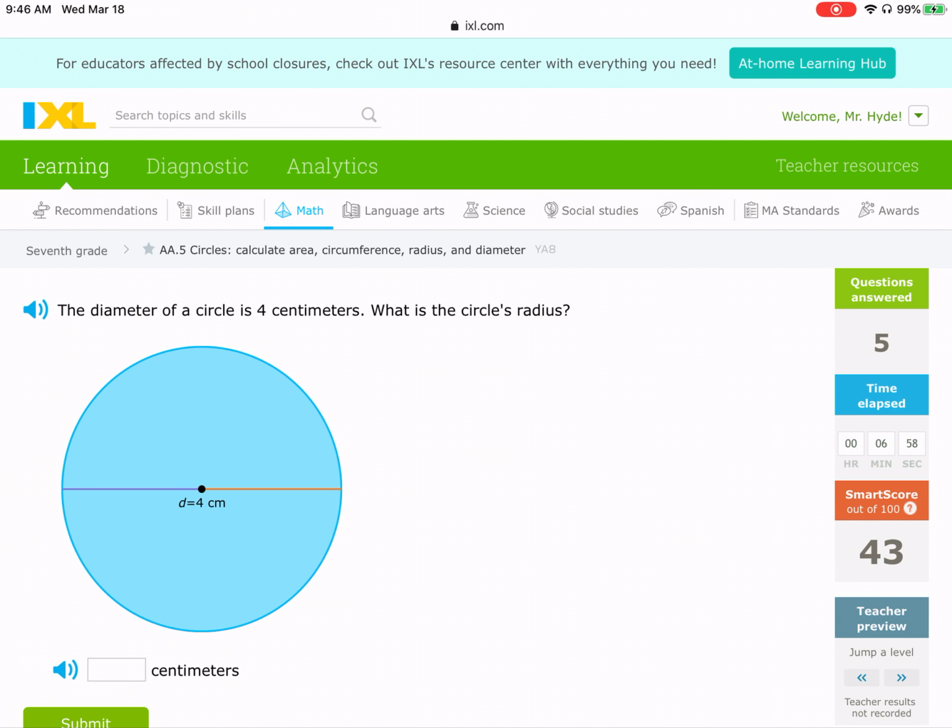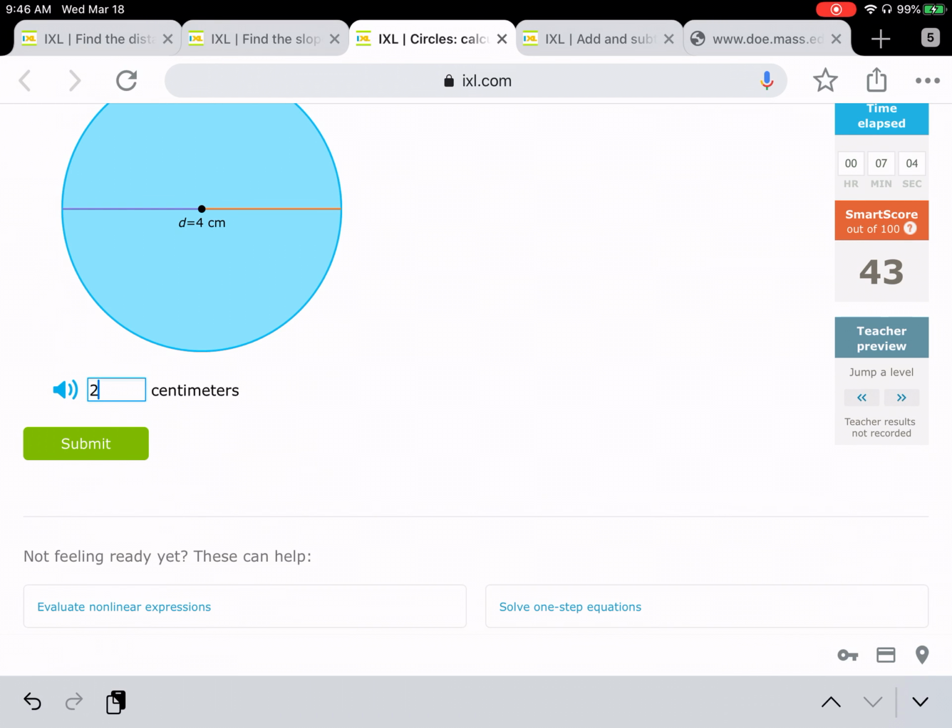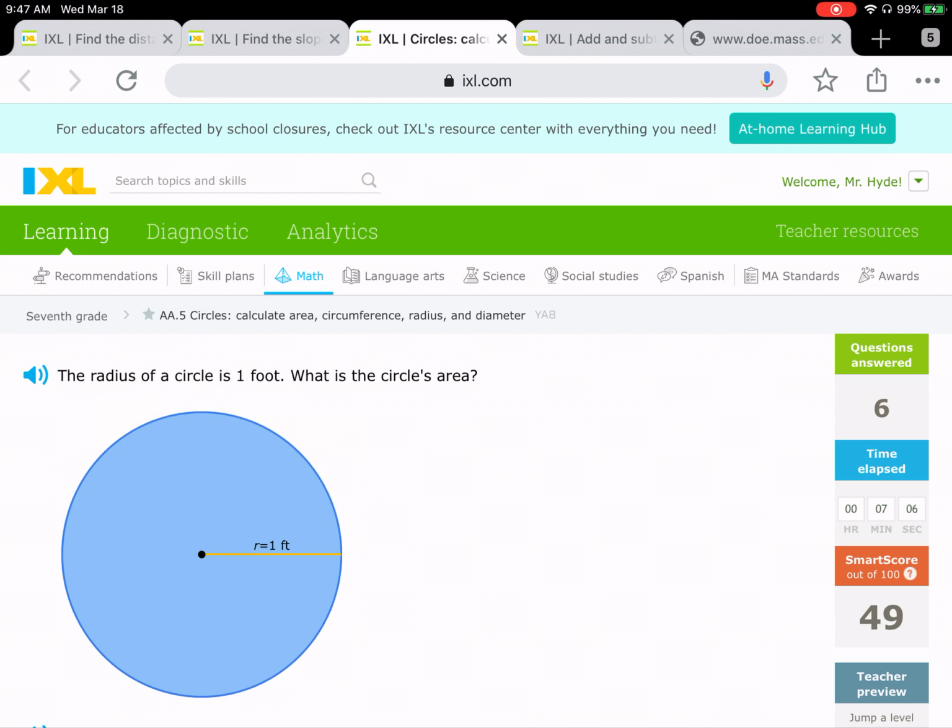Again, here's a nice one. The diameter is 4. So what's the radius? Remember, the diameter is all the way across. Radius is half. So half of 4 is 2. The radius is 2. What's the circle's area?